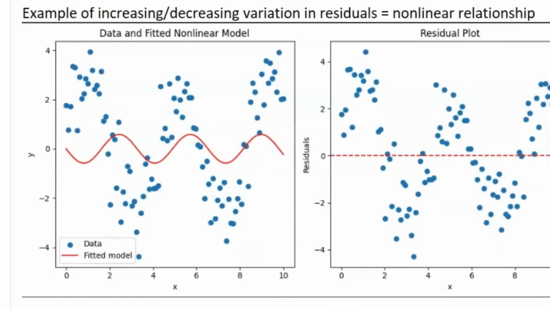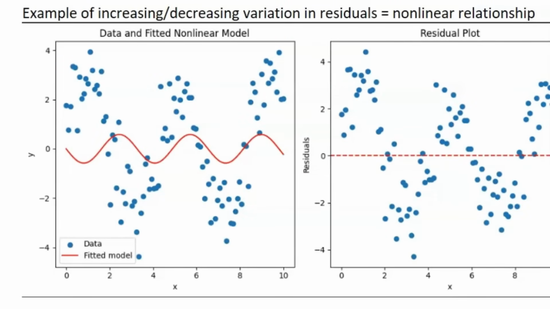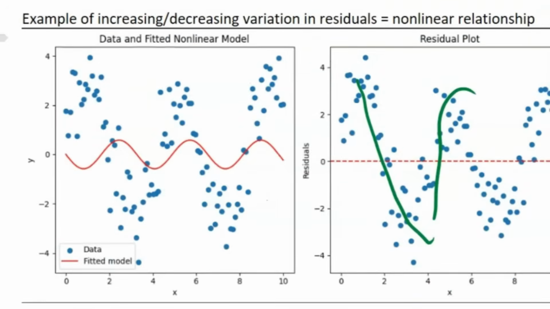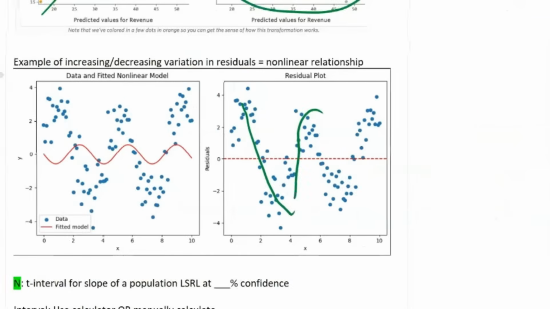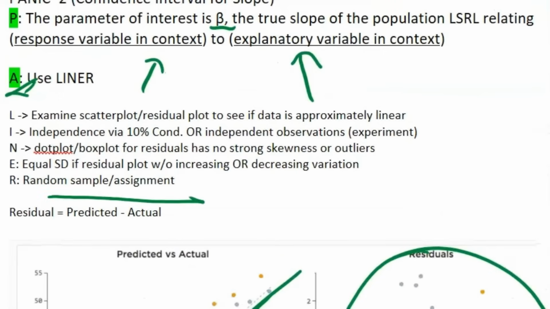But if we have data that is not linear whatsoever, you can see this is a W-looking shape. Well, our residuals are going to reflect that, right? Our residuals aren't random. There is a decreasing, then increasing pattern, right? That's not what we want. In this case right here, we wouldn't be able to do our confidence interval or significance test. The last condition is just you need random samples or assignment if it's an experiment.